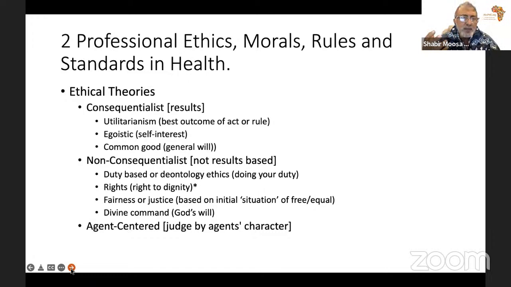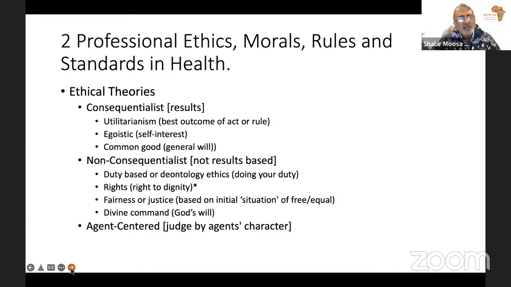And then the last one is about agent-centered. In other words, it's about the person's character. It's about who did it. If that person is known to be a good person, doing the right things, then whatever they do, you tend to err on the side of their judgment because you look at their character more holistically. So those are the things.